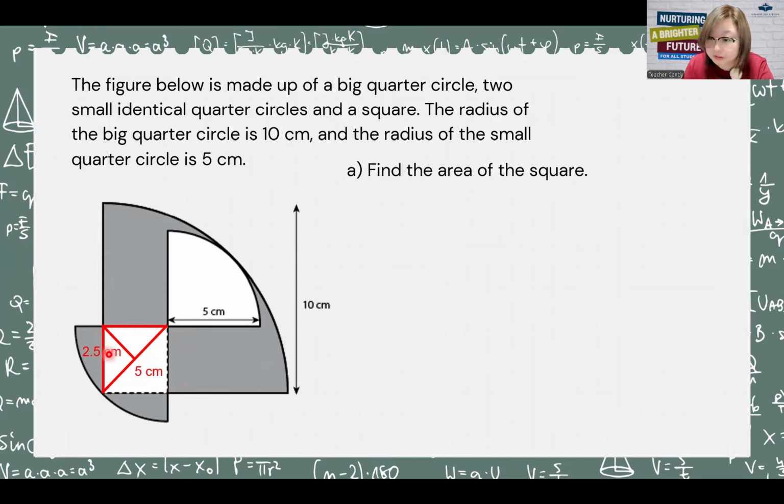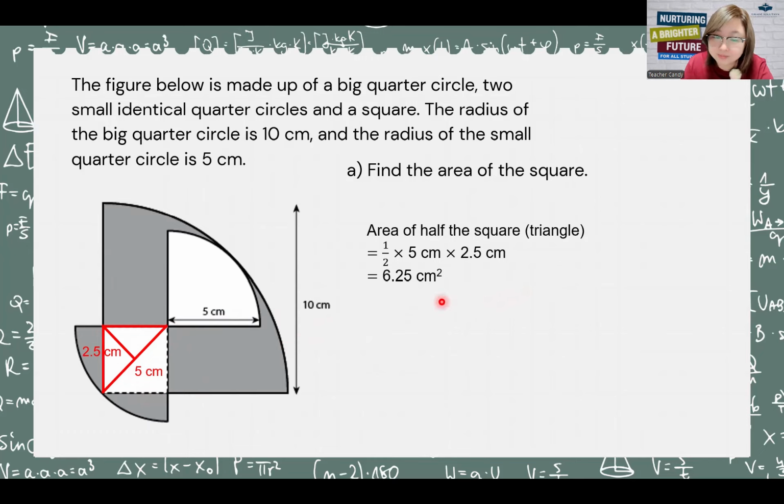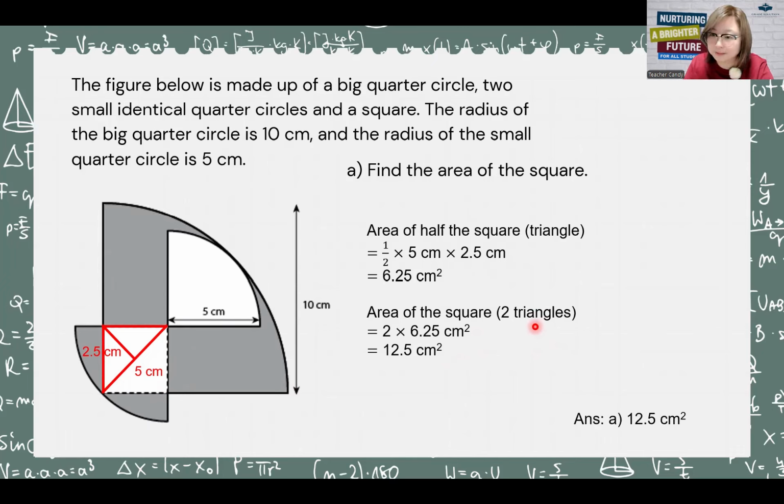So let's find half the square first. Area of half the square, which is the triangle, equals half times 5, the base, times height, 2.5. So we will get 6.25 centimeter square. Now they want the area of the square. We only got half of the square. So let's find the whole square. We can multiply by 2 because there's two triangles. Those two triangles made up the square. So 2 times 6.25 centimeter square, we will get 12.5 centimeter square. That will be the area of the square. So we've solved the question for A, 12.5 centimeter square.